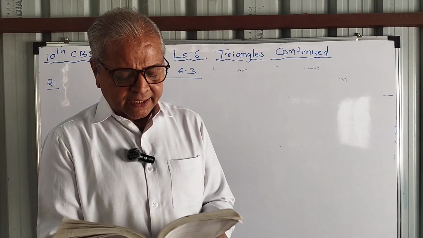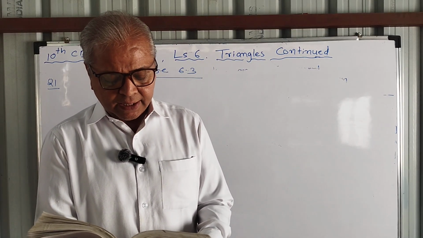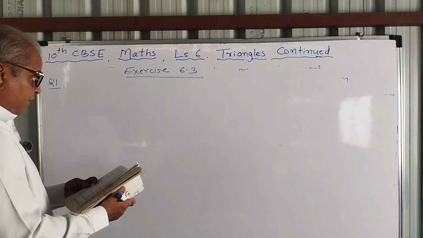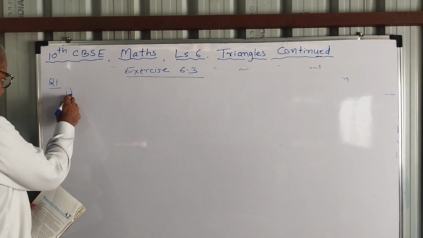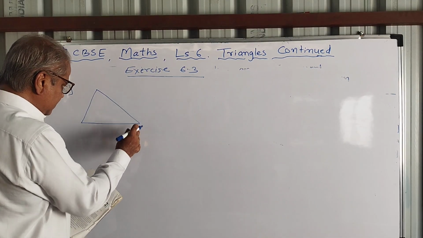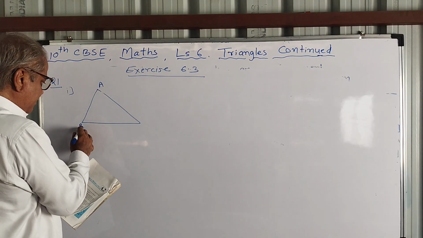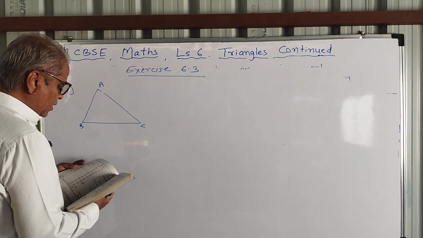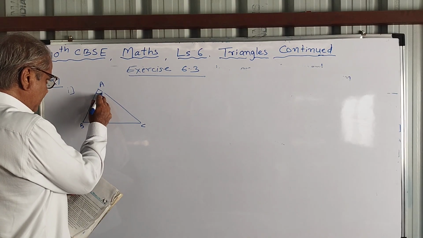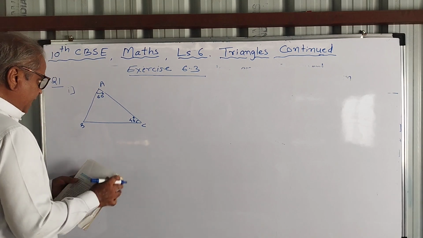Write the similarity criterion used by you for answering the question, and also write the pair of similar triangles in the symbolic form. So if you look at figure number 1, I will draw a rough figure. This is triangle ABC, in which information regarding the angles is given. This is 60 degrees, this is 40 degrees and 80 degrees.